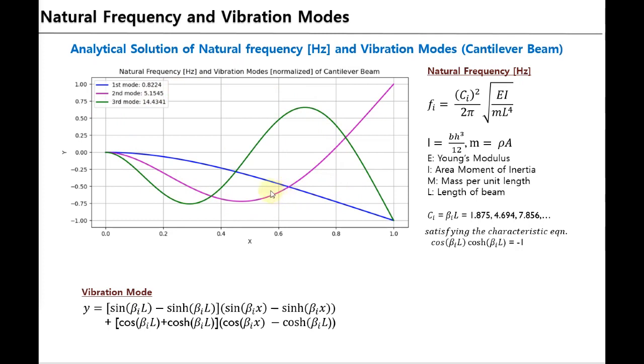First of all, the frequencies: the first value, that is the first mode shape, is 0.82. The second value will be 5.15. And the third one is 14.43. Let's see the vibration mode shapes. As we might expect, if n increases, the number of max or min points in the mode shape increases as n minus 1. Also, at the left end of the beam, we can see that the cantilever beam boundary conditions are always satisfied.